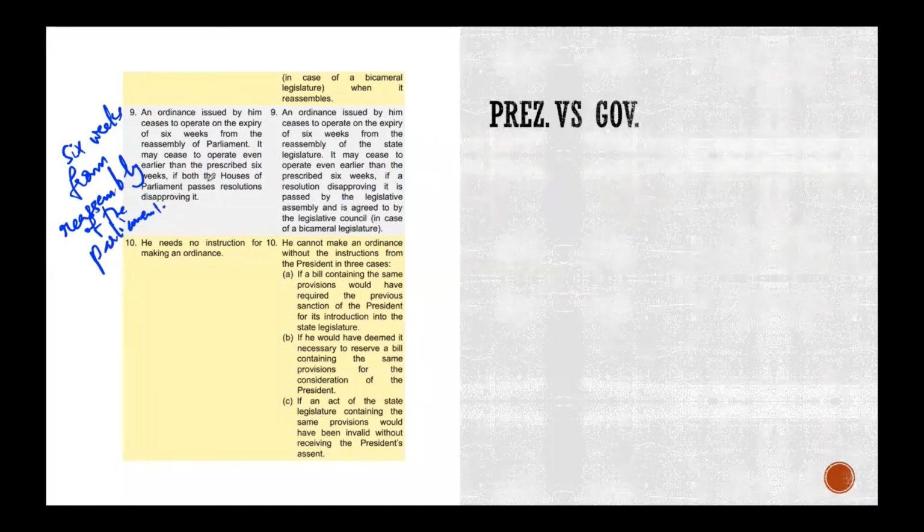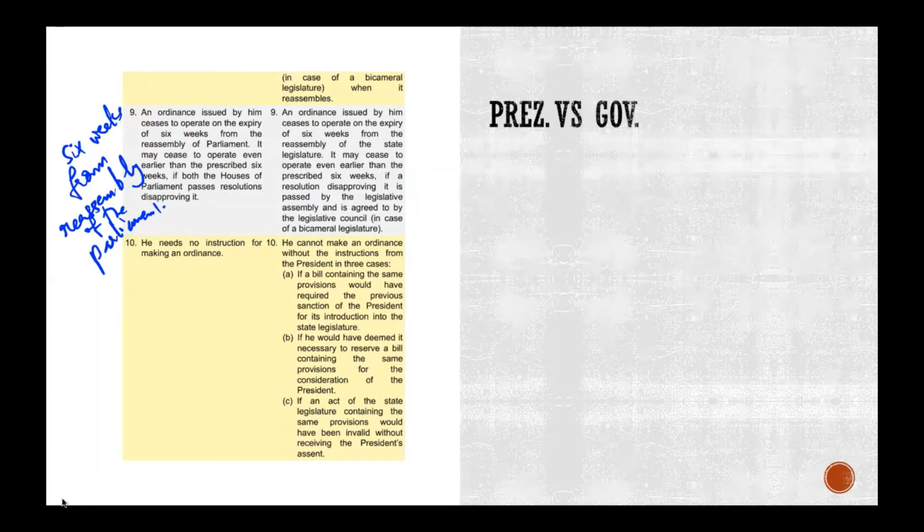And it may cease to operate even earlier than the 6 weeks if the houses decide to pass a resolution disapproving it. But it can last a total of 6 weeks from the reassembly of the Parliament. Does that make sense? Okay, so these are the areas about ordinance that you want to keep in mind.